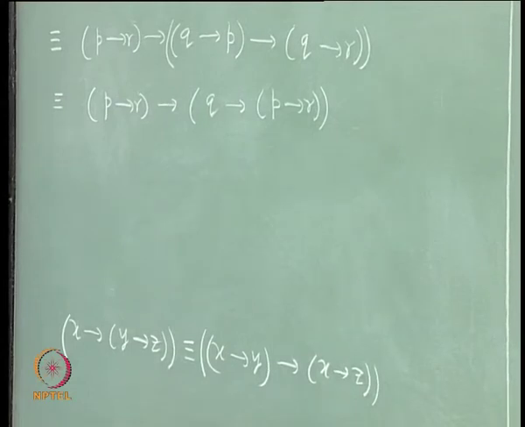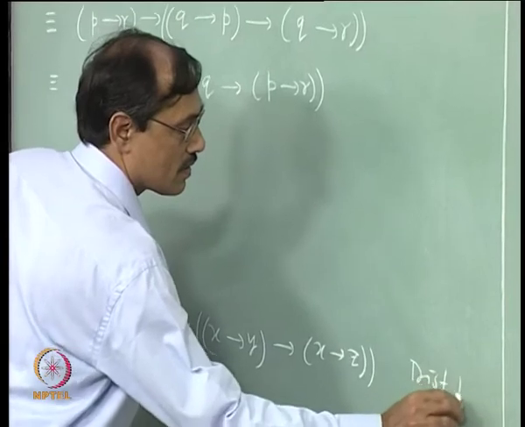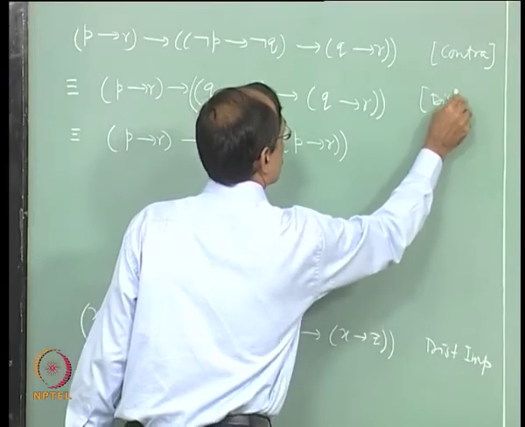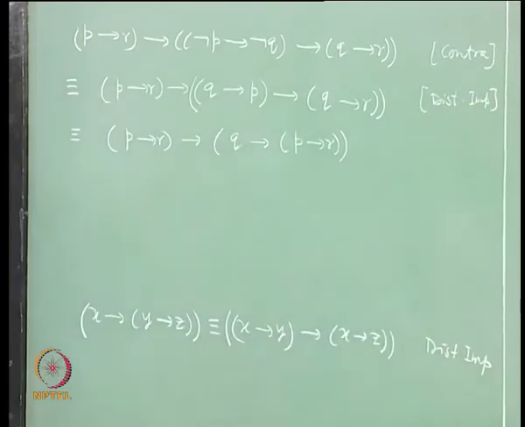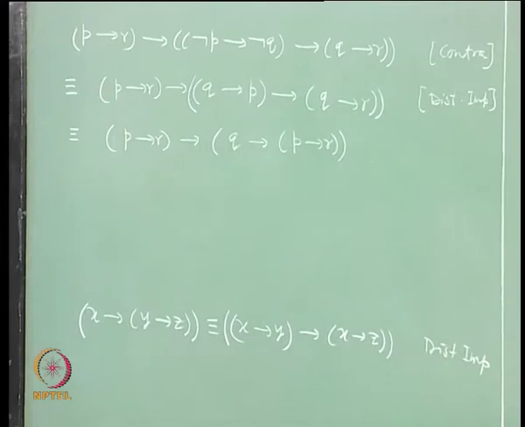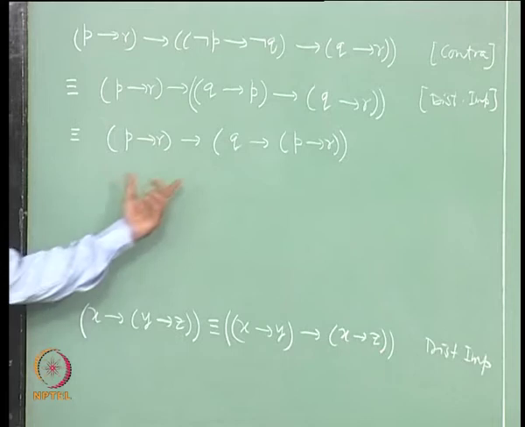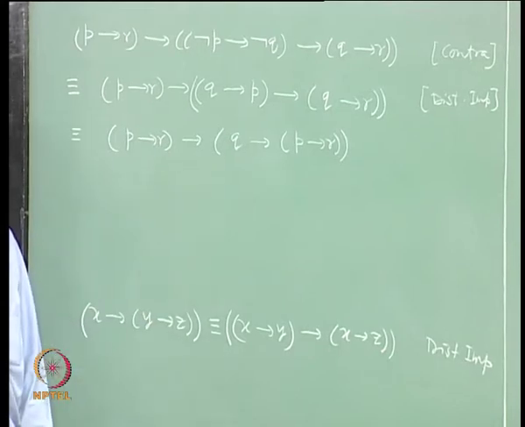Is that right? Then this is your distribution of implication that we have used. So, let us mention it here: distribution of implication. Next, what to do? Our aim is to show that it is valid. Well, this itself is valid. It is your hypothesis invariance.